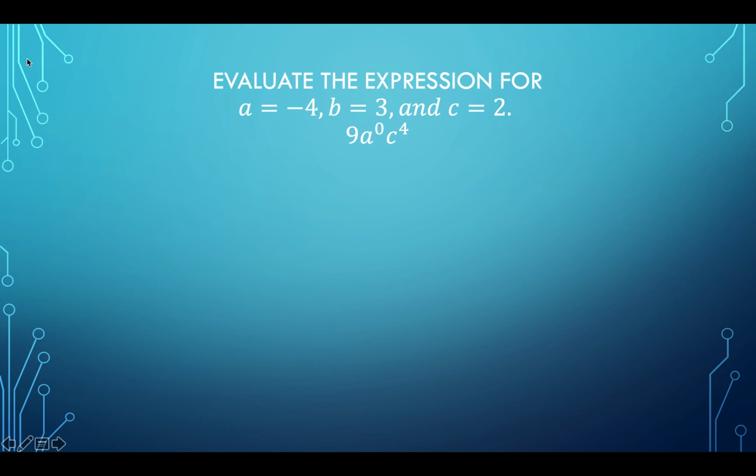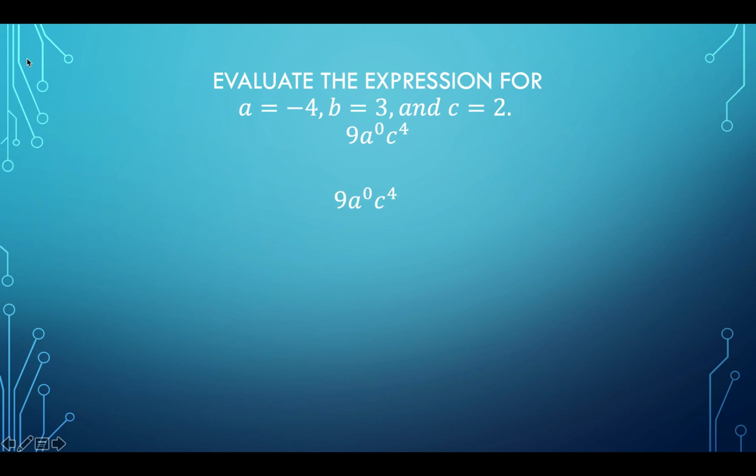So let's evaluate the expression for a is equal to -4, b is equal to 3, and c is equal to 2. When I tell you a is equal to this, b is equal to this, and c is equal to that, what you're going to be doing is substituting those back into the problem. That's just what you're evaluating those numbers for. So your problem is a to the 0, c to the 4th, all times 9.